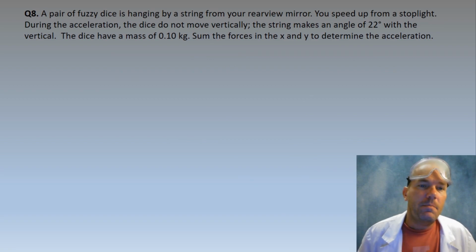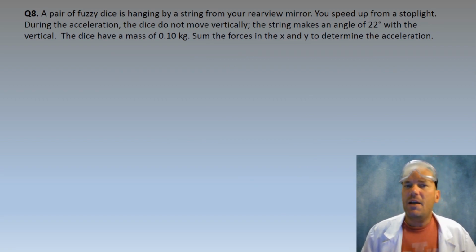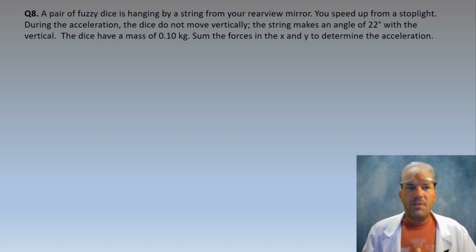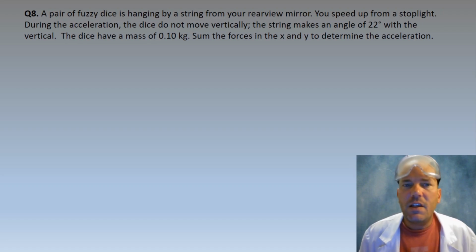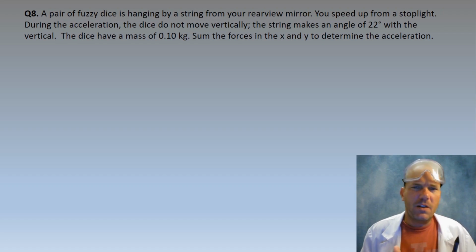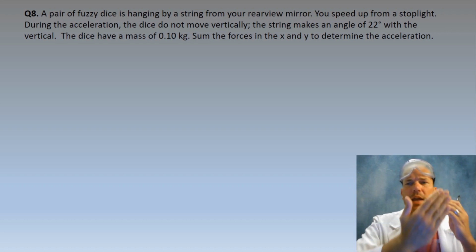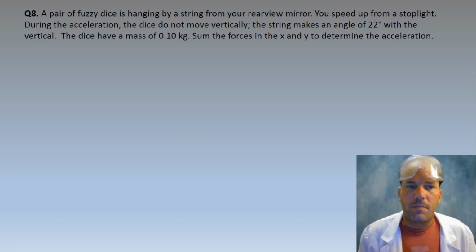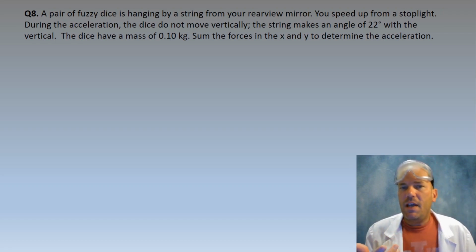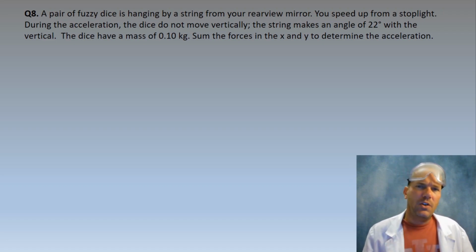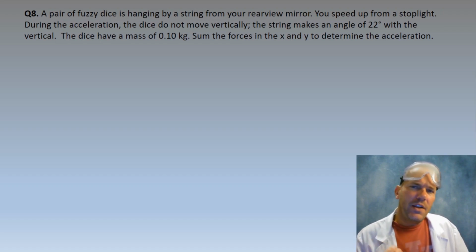Question number 8. A pair of fuzzy dice is hanging by a string from the rear view mirror. You speed up from a stoplight. During the acceleration, the dice do not move vertically. However, the string makes a 22-degree angle from the vertical. You're given the mass of the dice, and you're told to sum the forces in the horizontal and the vertical direction to determine the acceleration.